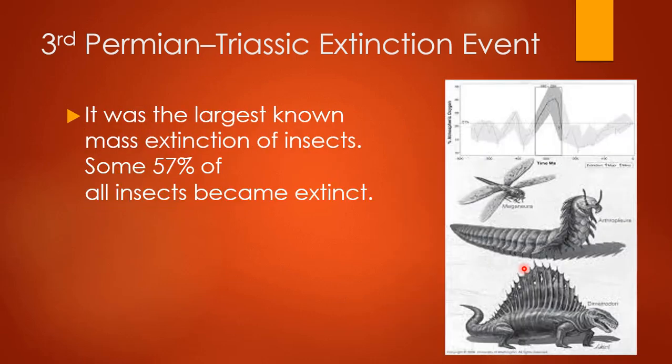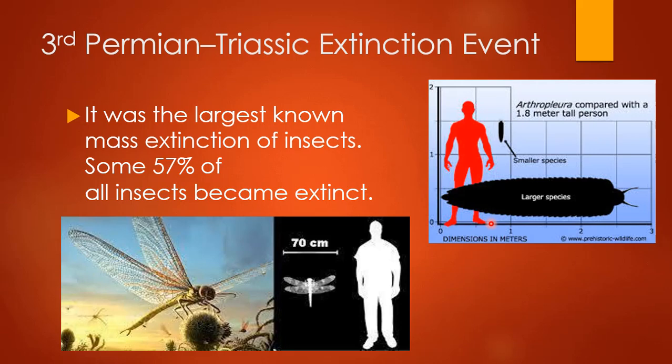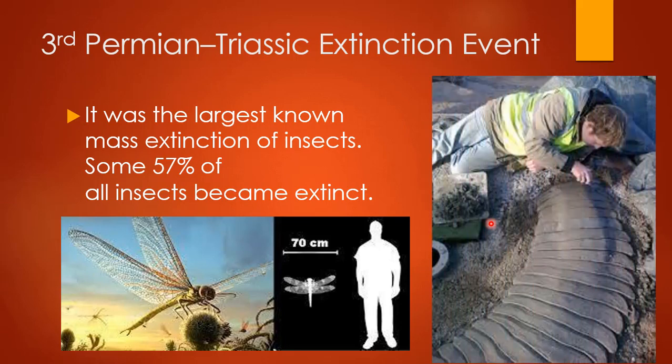It was the largest known mass extinction of insects. Some 57% of all insects became extinct. So you might remember these from your week 9 lesson. We had these gigantic dragonflies. We had these gigantic centipedes that were crawling around. And that was due to the fact that we had an increased oxygen level at that time. And so the bigger creatures were able to live with these increased oxygen levels. I think the oxygen percent was around 31%. So we had these gigantic dragonflies, we had these gigantic centipedes, and here's the extraction of one of the fossils for one of these guys.